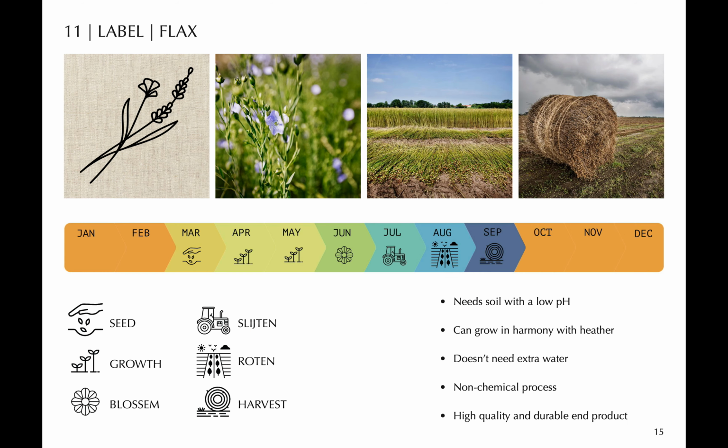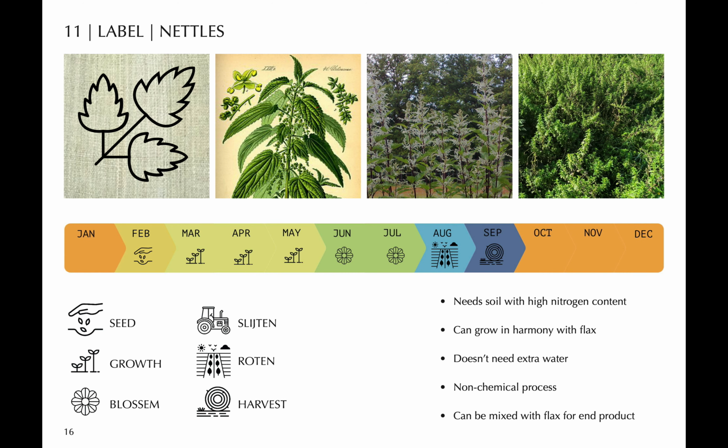To develop a textile label, I chose two crops that together can form a new type of textile. The first is flax, from which linen is made. Flax can be grown completely sustainably. It doesn't need extra water and does not pollute. The long fibers of the flax make up 75% of the textile. The long fibers of nettles are used for the other 25% of the textile.